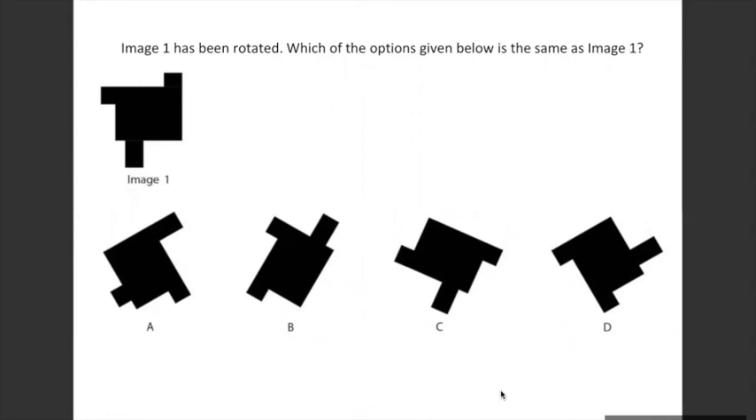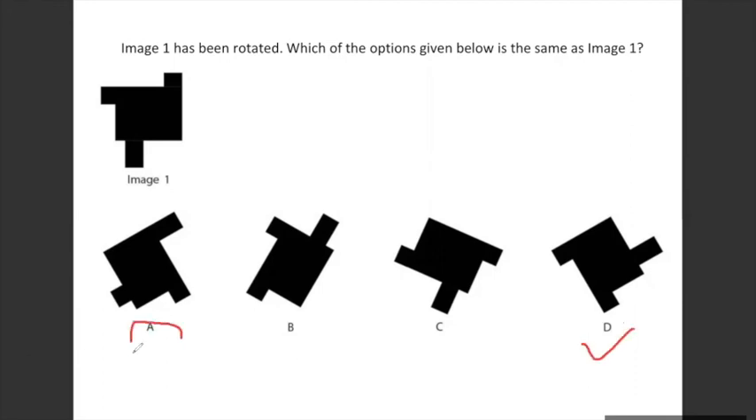We have done this kind of question earlier where you are given some kind of graphic and you have to find which option is the one where this image is rotated. You cannot flip the image, but you can just rotate this graphic. Option D. Yes, D is the correct one.